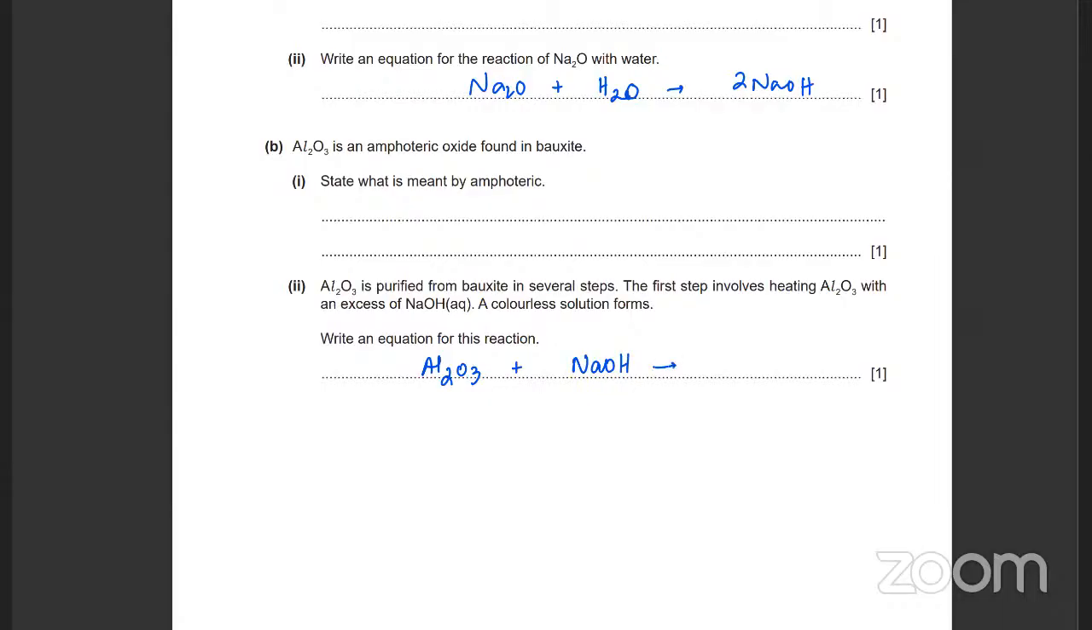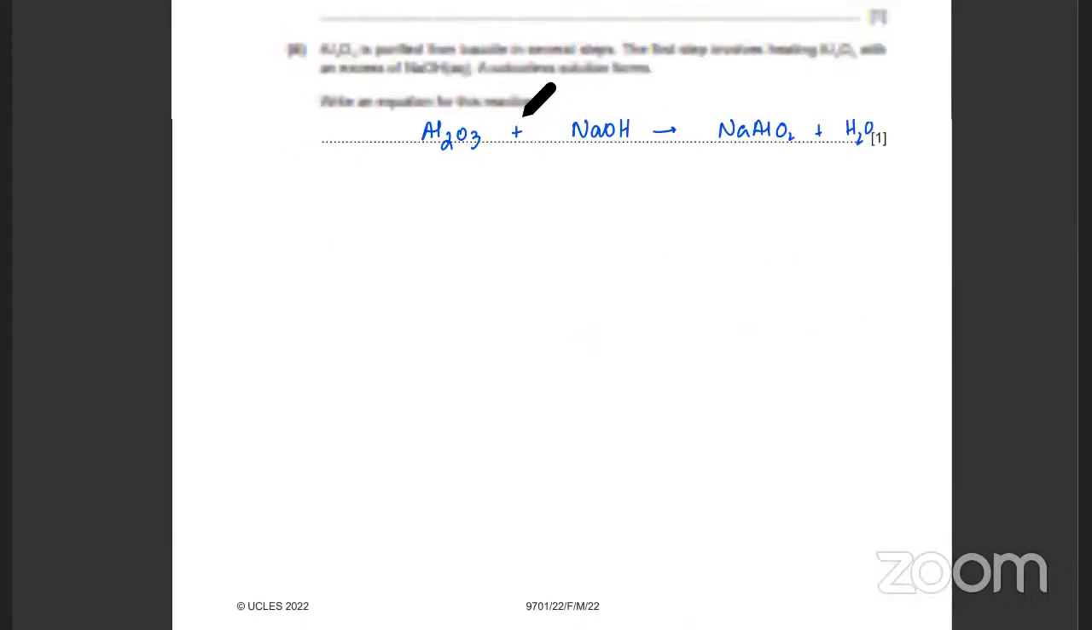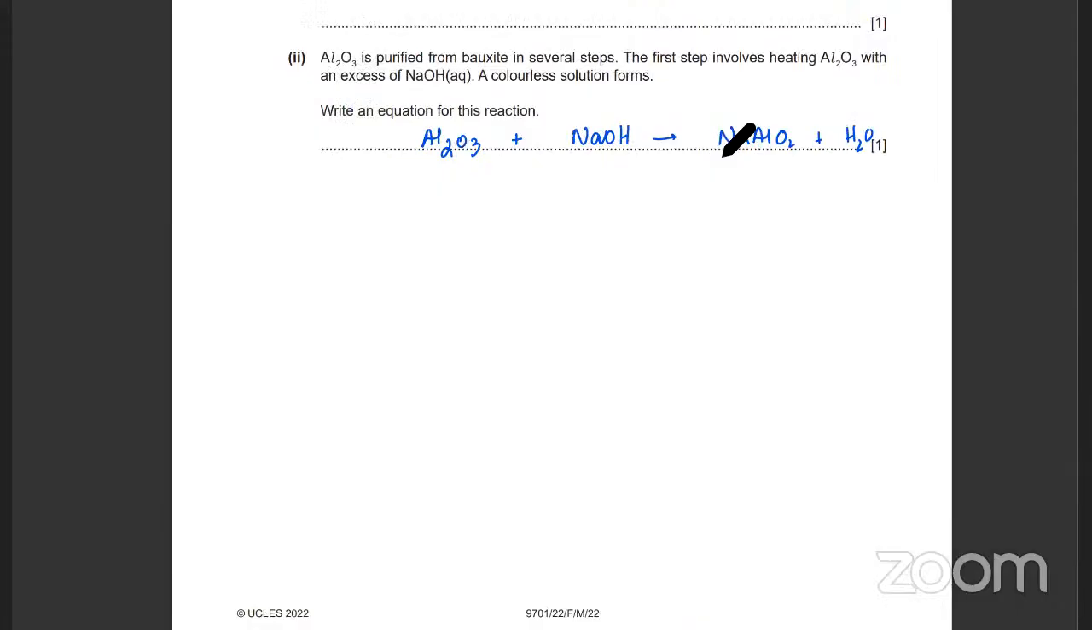क्या होगा इस केस में? It's going to be NaAlO2 plus H2O. ठीक है. That's the equation. And make sure the equations are balanced. This one is definitely not balanced. That's 2 NaOH. And I guess now it's balanced.